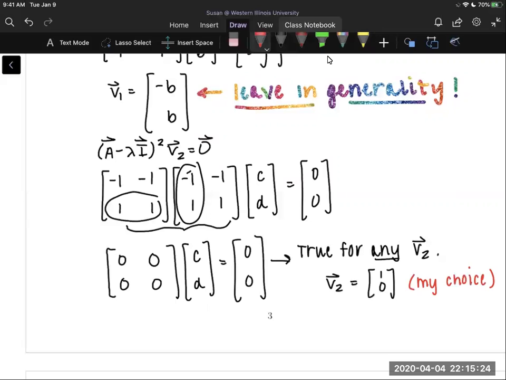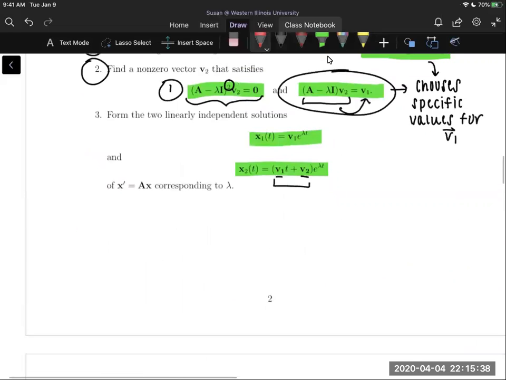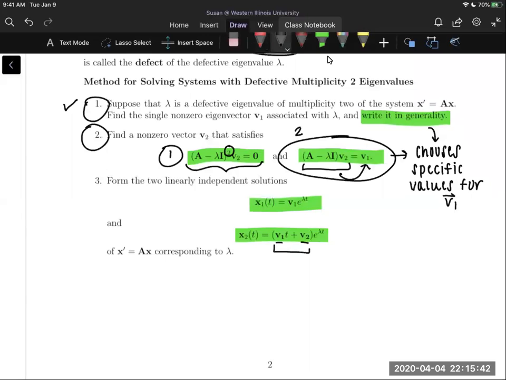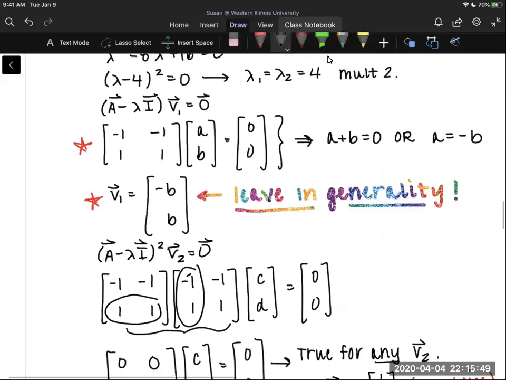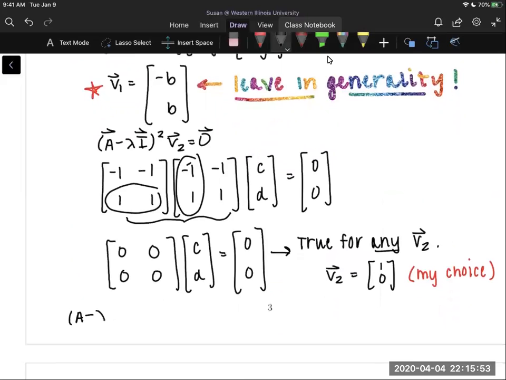And now based on my choice of vector V2, I'm going to use it to flush out my V1. Remember V1 back up here? We left it in generality. I'm going to let V2 force what B is going to equal. So let's scroll back up and look at the second equation we want to use. A minus lambda I times V2 is going to equal V1. So that is -1, -1, 1, 1 times my V2. And we're going to hope that this gives us back out V1. In fact, we do more than hope. It should, unless we made a mistake somewhere.